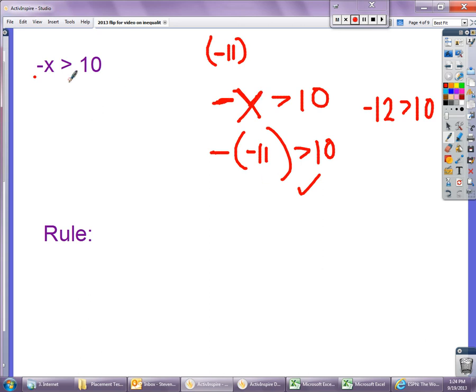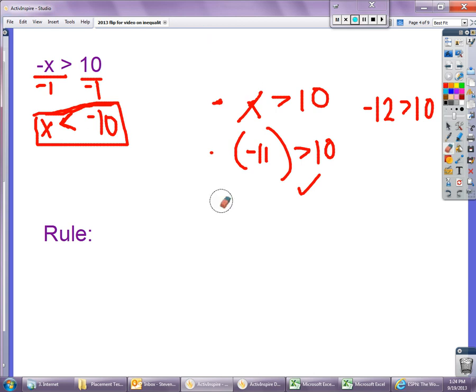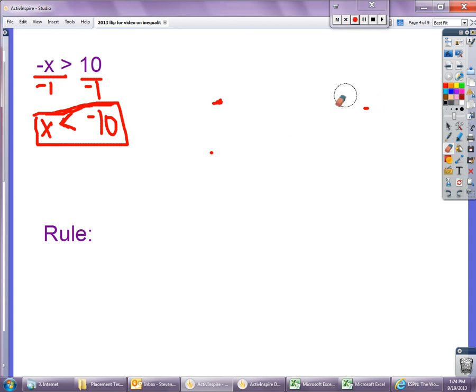So the way that we work around that is whenever you solve this for x, and we're going to divide by negative 1, the sign that you're using flips to the opposite. So it's not greater than, it's actually less than negative 10, which would make sense because the original equation, remember, was negative x has to be greater than 10. So when I get an answer of x is less than negative 10, that would make sense because I could put in any number, that's the x right here, I'm going to put parentheses. I could put in any number less than negative 10, and this inequality will be true.